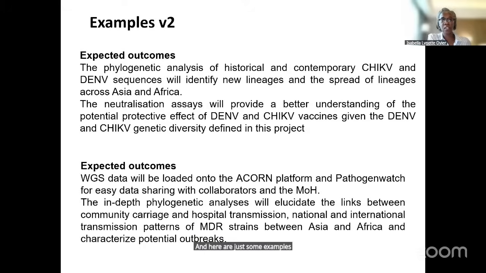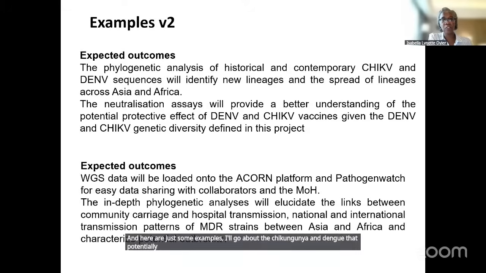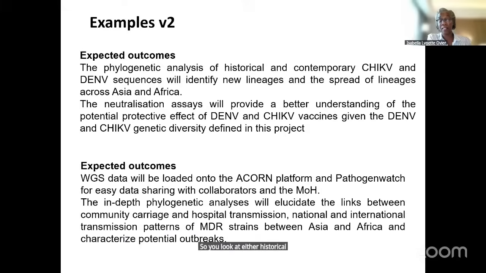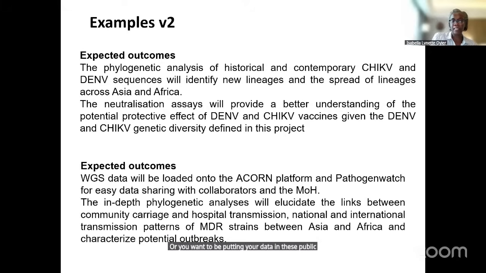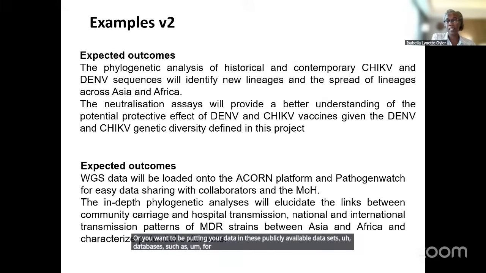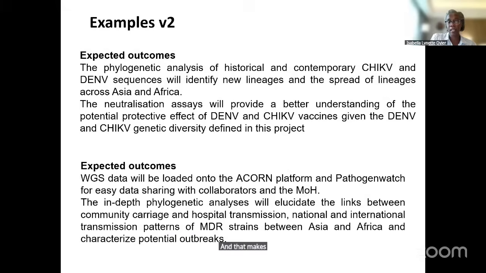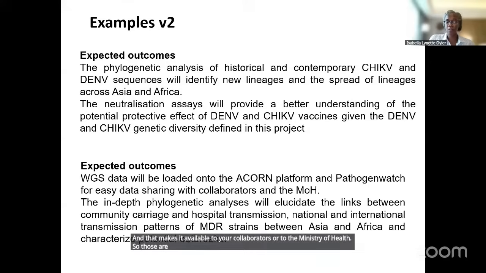I'll go back to chikungunya and dengue, that potentially you want to do some phylogenetic analysis to look at either historical and contemporary chikungunya and dengue sequences, so you can identify new lineages and the spread of lineages across Africa and Asia. Or you want to be putting your data in these publicly available databases, such as for whole genome sequencing data, like in Pathogen Watch or the ACON platform, and that makes it available to your collaborators or to the Ministry of Health. So those are examples of outcomes.